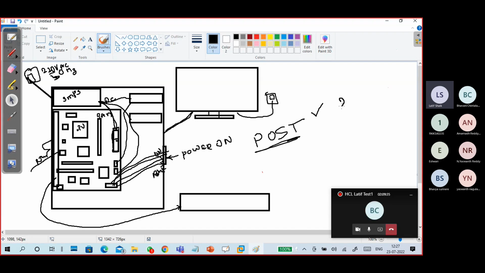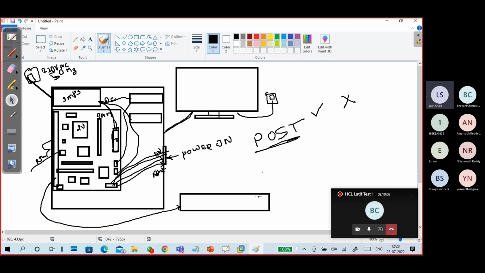But how do you know POST is successful? How do you know POST has failed? You power on the system, and you know the power supply button, the power LED is blinking. But how do you know POST is successful or not? Look here. If you have never seen this kind of thing, it is better to go to any desktop and observe these things.